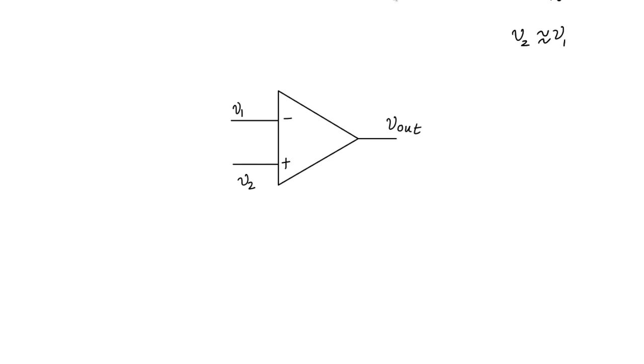I'm having an op-amp here, and what I will do is ground this V2. To this V1 I'm going to connect a resistor, and the other end of the resistor will be connected to the output node. And maybe let's connect one more resistor here.